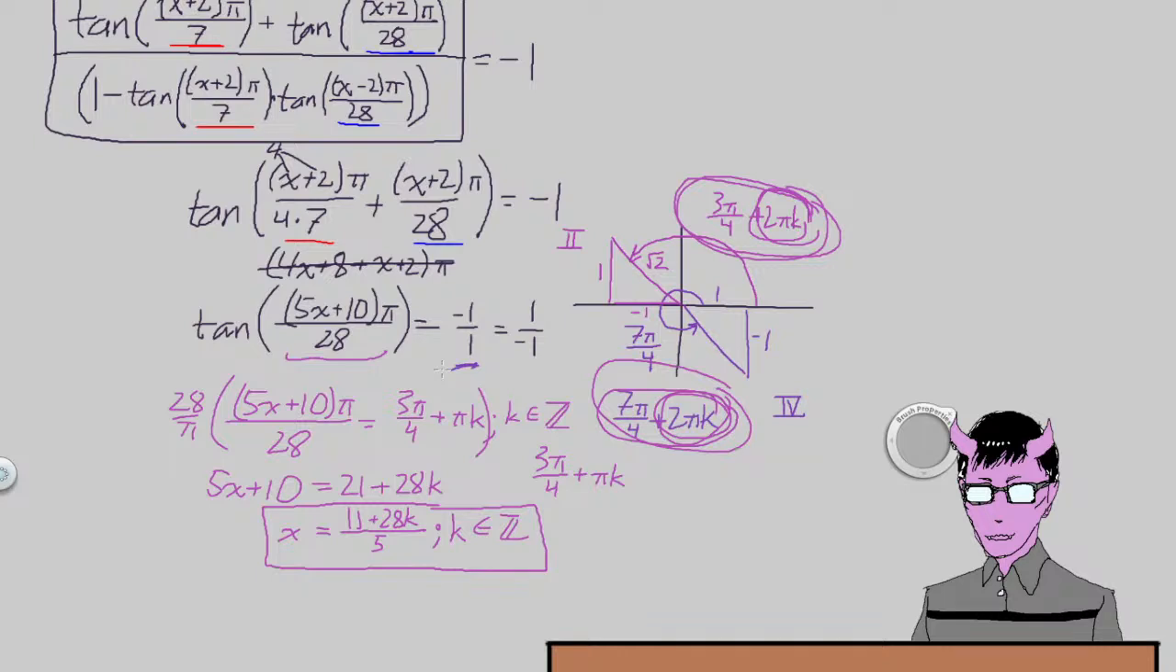I should just copy paste. X plus 2 pi, all over 7. And then times tangent of x minus 2 times pi all over 28. And then finally minus 1. Alright, let's see what this is equal to. So I'm just hitting enter on the calculator. Hopefully it's inputted correctly. Apparently I mismatched the parentheticals. Whoops. That's okay. It should be fine.